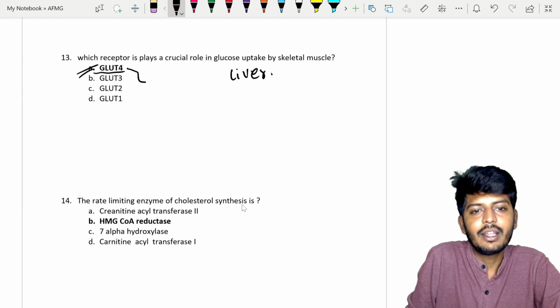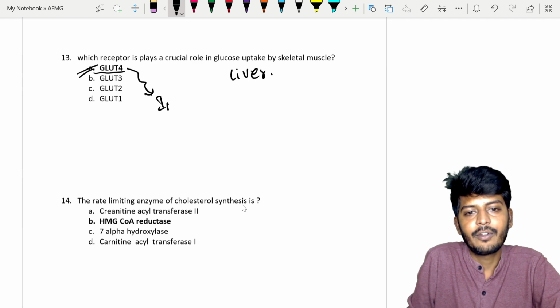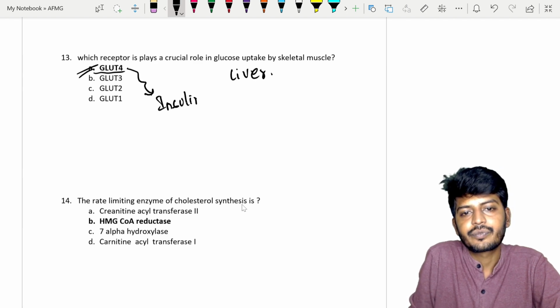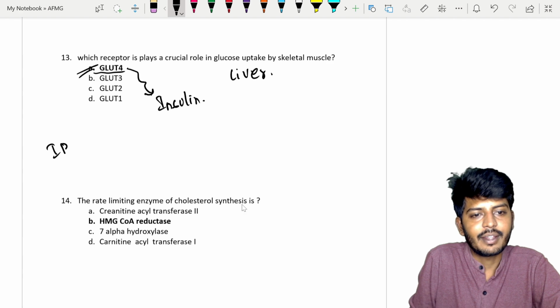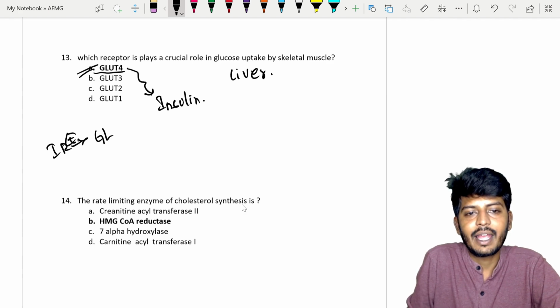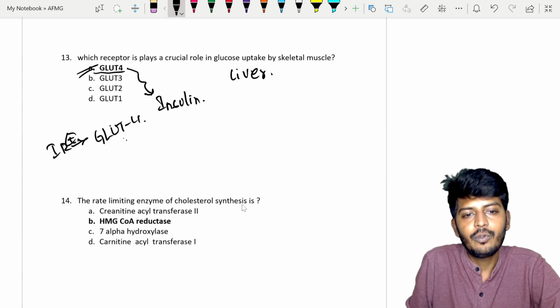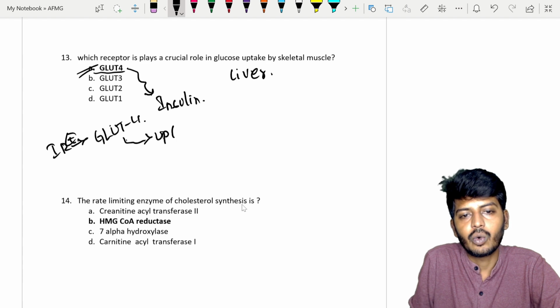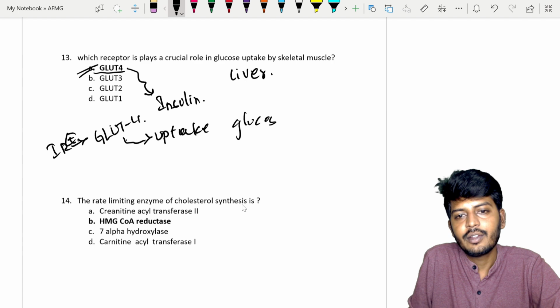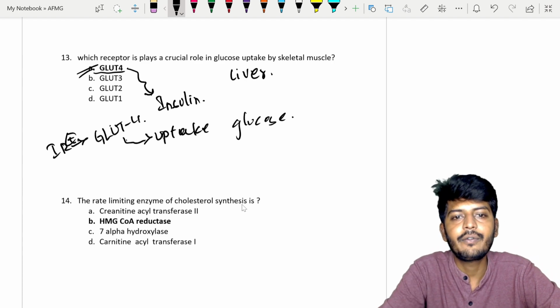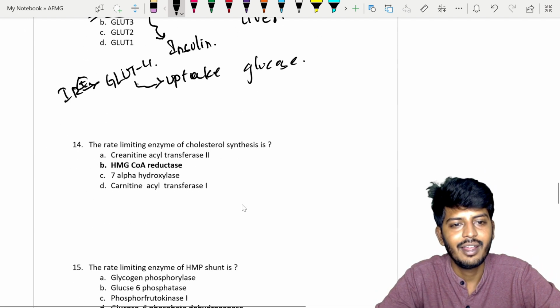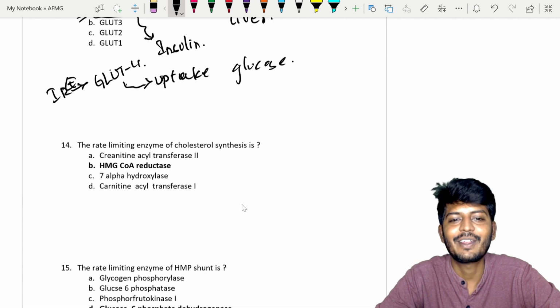It will increase the glucose uptake with the help of insulin. When insulin receptors are activated, that will go and express the GLUT4. Now what will GLUT4 do? It will uptake glucose into the cell. Okay, so this is the story of GLUT4.